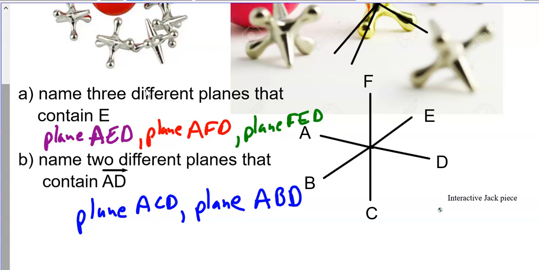Okay, so this wraps up our notes for the first section, first day of geometry, section 1-1.